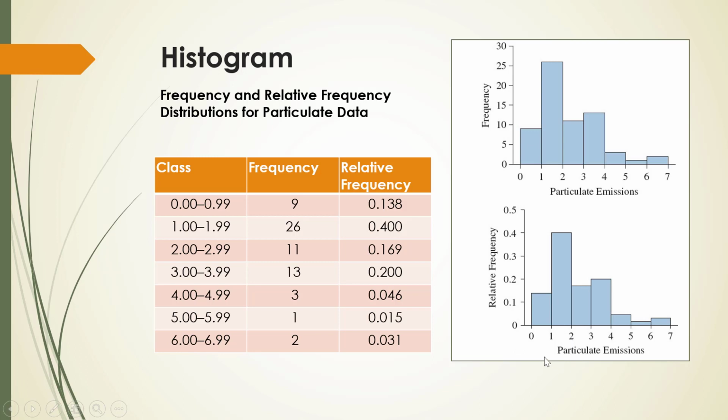So exactly the same thing. First, we make a horizontal line and place the classes on the horizontal line. Make sure there's no gap between them. Then we make a vertical line and build up the rectangles. Make sure the height of each rectangle is the relative frequency. So that's how we construct a histogram.